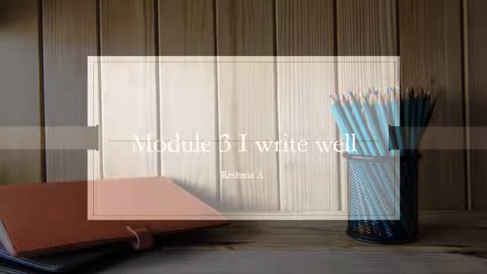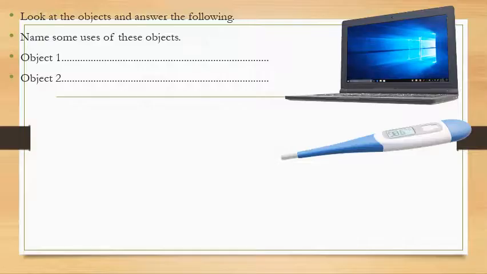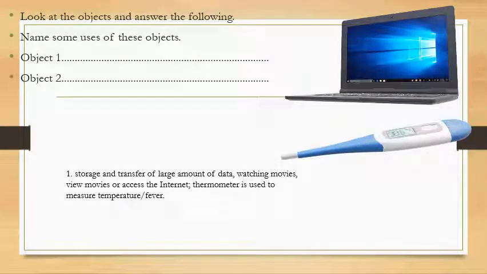Today we are going to discuss the section I Write Well in Module 3. The first one is a laptop and the second one is a thermometer. Name some uses of these objects. What are the uses of a computer or a laptop? Storage and transfer of large amount of data, watching movies, view movies or access the internet, etc.